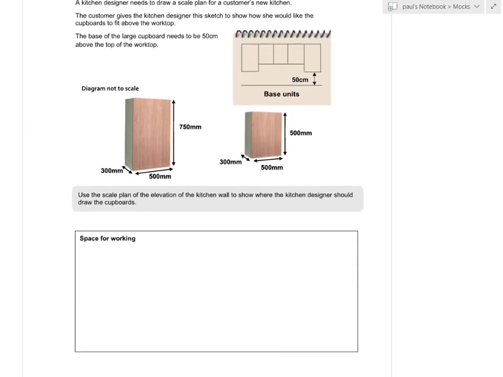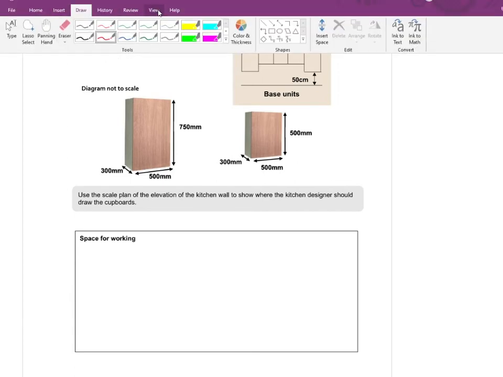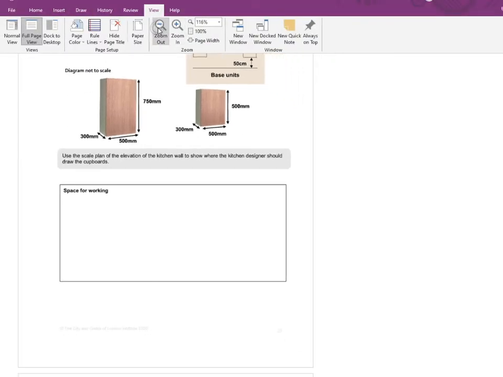A kitchen designer needs to draw a scale plan for a customer's new kitchen. The customer gives the kitchen designer the sketch to show how she would like the cupboards to fit above. There you go, yeah. The base of the large cupboard needs to be 50 centimetres above the worktop, and all these are in millimetres. They would be. Use the scale plan of the elevation of the kitchen wall to show where the kitchen designer should draw the cupboards. Oh my god.